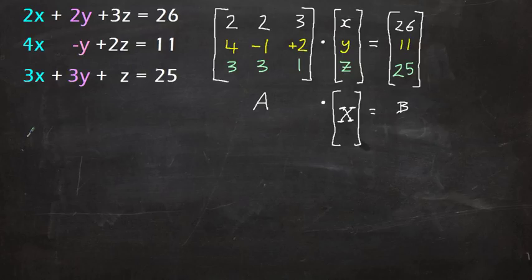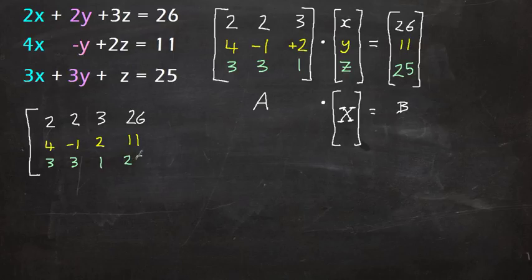The way to carry on from here is we need to augment matrix A and put the values of matrix B in with them. And I'll write that down. It sounds a lot harder than what it is. So we've got 2, 2, 3, and then we put the answer, the 26, in there. And for the second row, we've got 4, minus 1, 2, and the answer is 11. And the third row gives us 3, 3, 1, and 25.